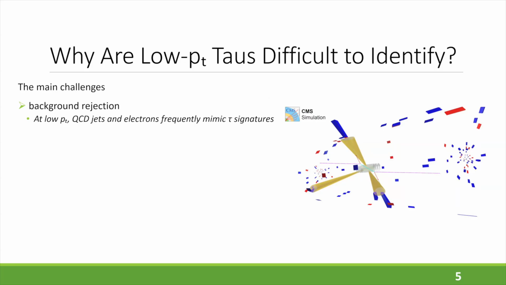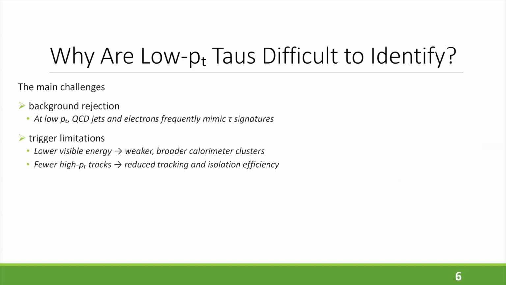On this slide, we can also see one example of reconstruction in CMS. Second, it's trigger limitation. It makes sense, because if a particle has less energy, it will be harder for us to see it. I didn't find a good picture for this slide, so let's go next.